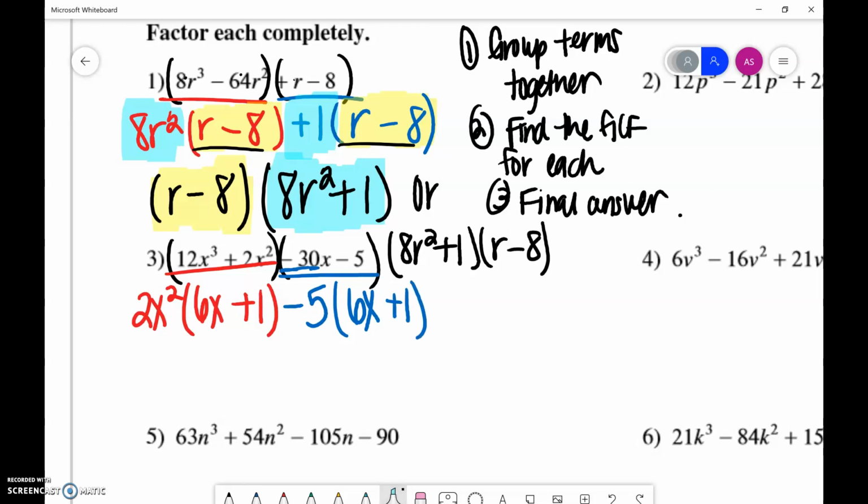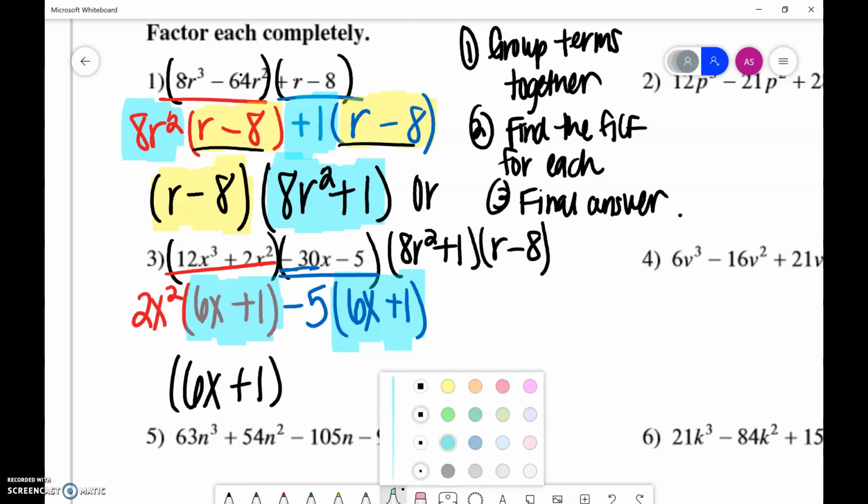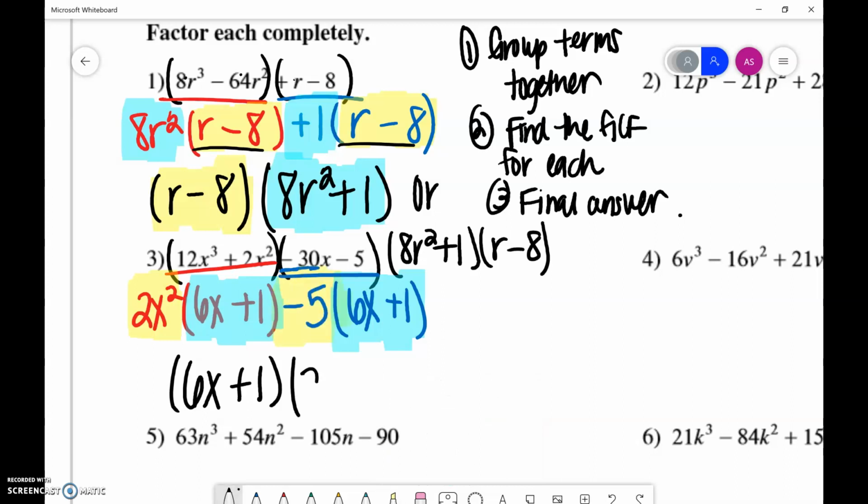And as we see, these two are the same. So that's going to be my first factor, which is 6x plus 1. And then my second factor will be what's left, which will be 2x squared minus 5. And that's it. All right.